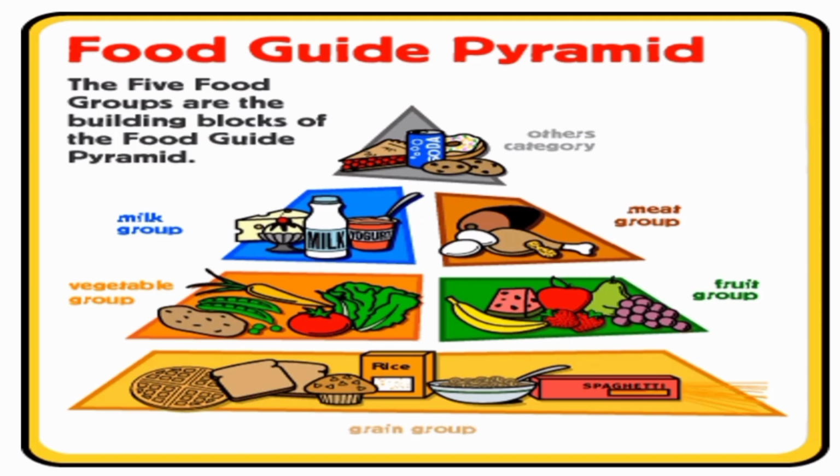Can you see this food guide pyramid? Which one are healthy food and which one are unhealthy food?